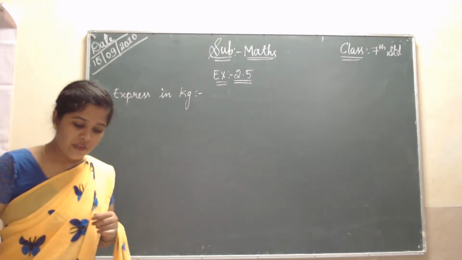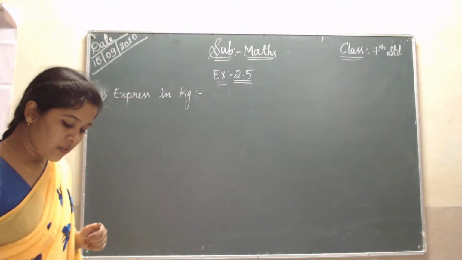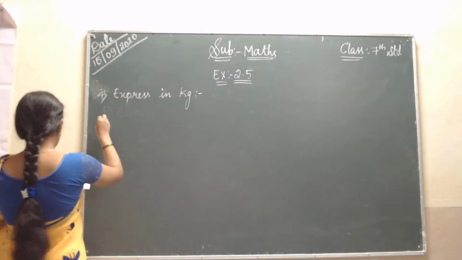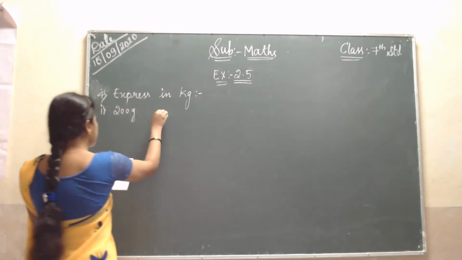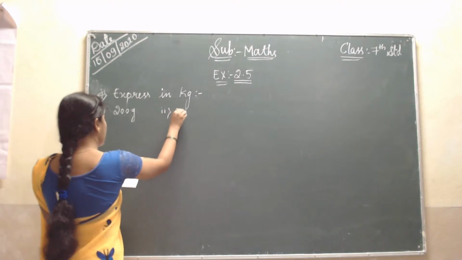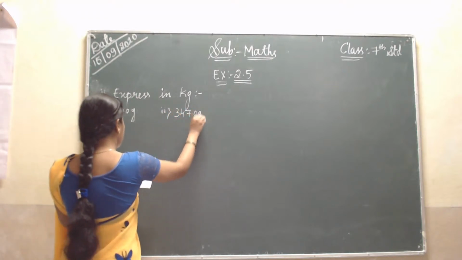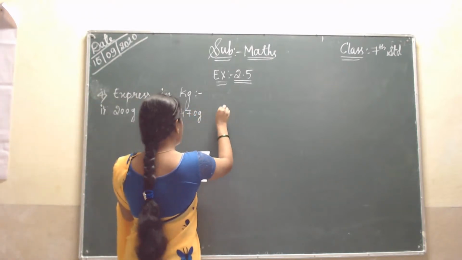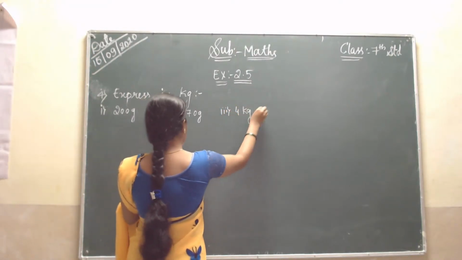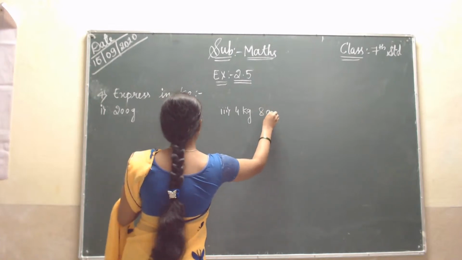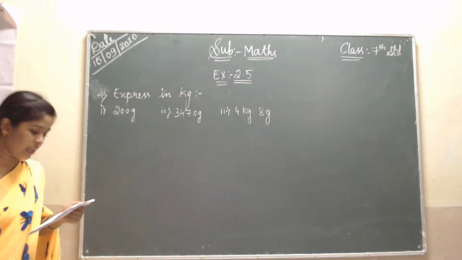Okay, we have to convert gram to kg. First one, 200 gram. Second one, 3470 gram. Third one, 4 kg, 88 gram. So we have to convert this gram into kg.